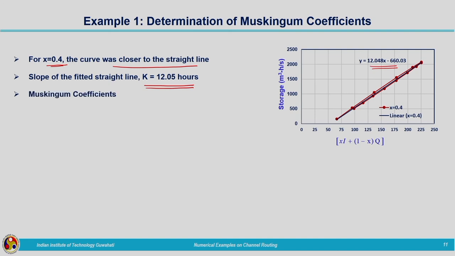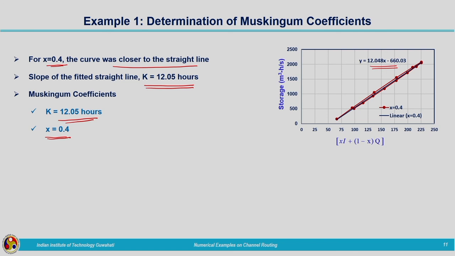Now, we have found the values corresponding to x and also k. So, the Muskingum coefficients are k equal to 12.05 and x equal to 0.4. And if the inflow and outflow hydrographs are given to you, and you are asked to calculate the coefficients corresponding to x and k, this is the procedure to be followed.